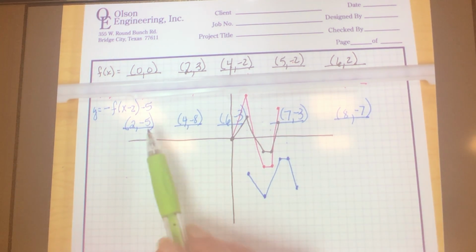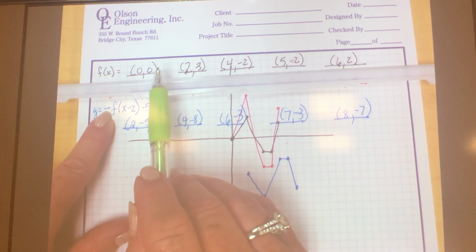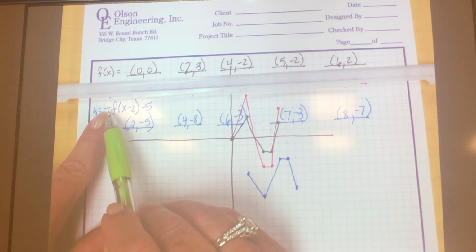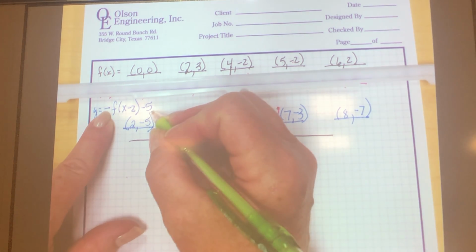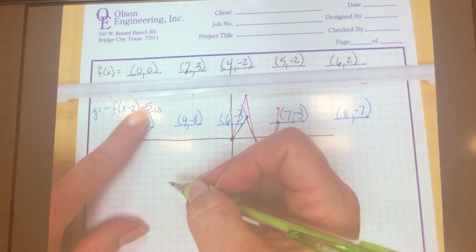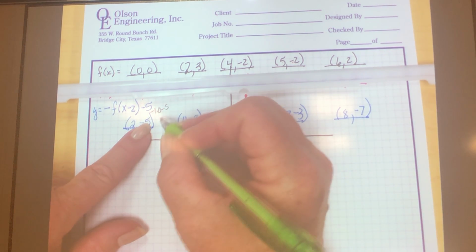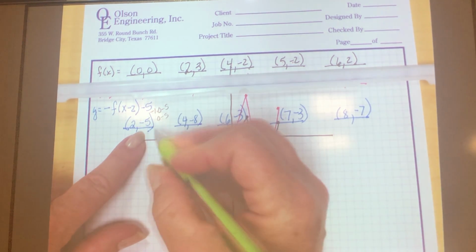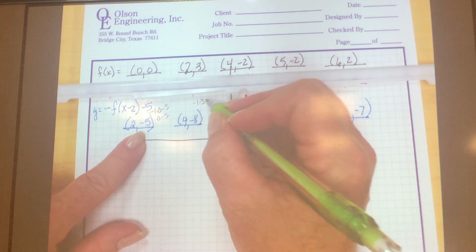Okay? Now, let's see if we can get the y's. The y's are the most difficult. So, remember you have to do this guy first. So the first thing you do is you take this y and you multiply by this number. So, I want negative 1 times 0. And then what am I going to do? Subtract 5. What is negative 1 times 0? What's 0 minus 5?